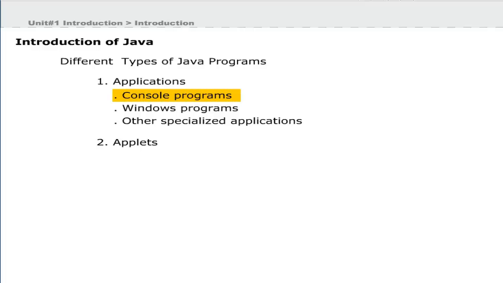Console programs are stand-alone text mode programs. These run under the control of the local operating system on a console window like the MS-DOS prompt or a Unix shell. Java Windows programs use a graphical user interface such as MS Windows 95 or 98.